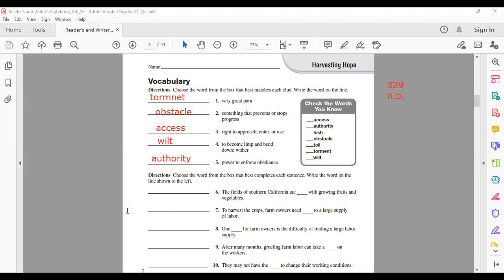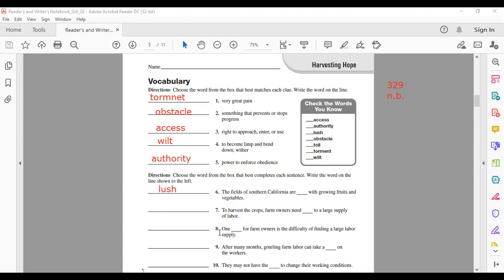Okay, choose the correct word to complete the sentence and write it in the blank right here. Number 6, Watin. The fields of Southern California, with growing fruits and vegetables, are lush. Lush, excellent.